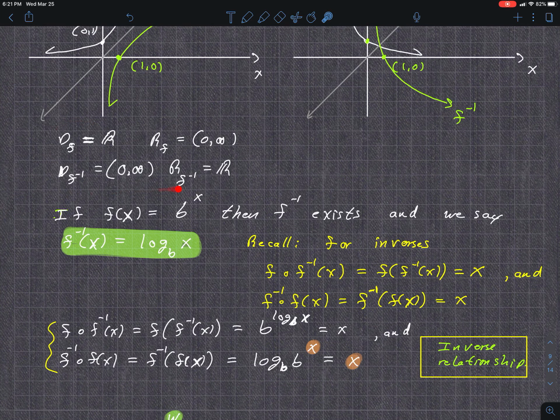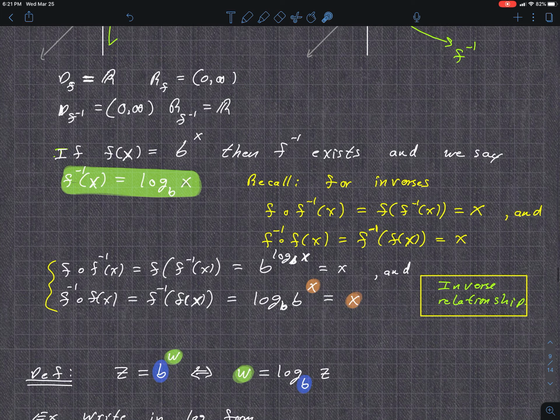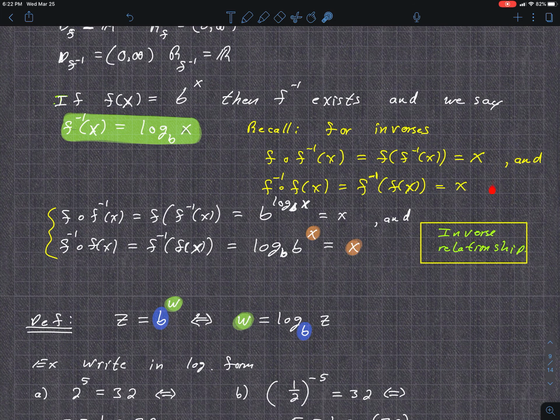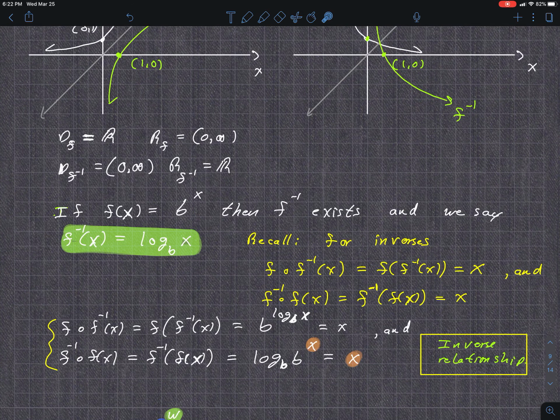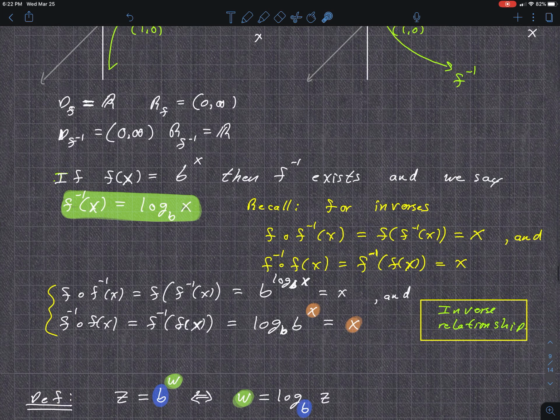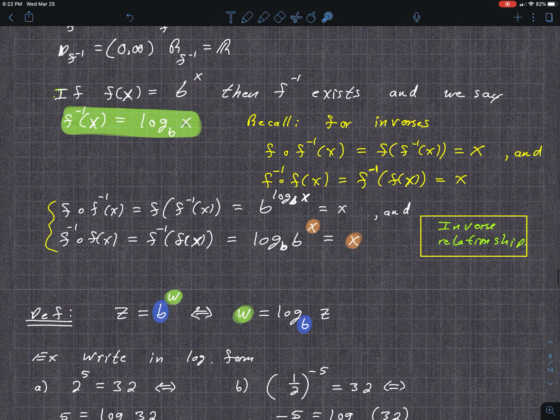So this is the domain and range stuff we talked about. Okay, and then we looked at the composition. So what we say then is an inverse must exist for b to the x, and we call it a logarithm. So we say log base b of x. All right, so they're inverses, and they hold all of the inverse relationships.